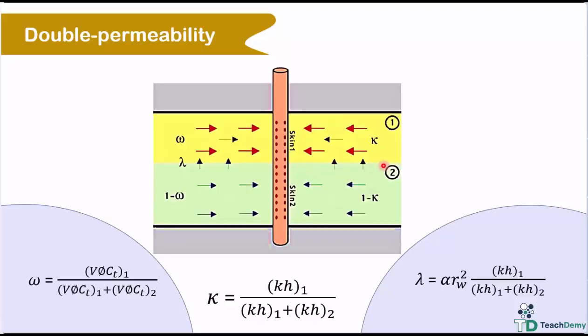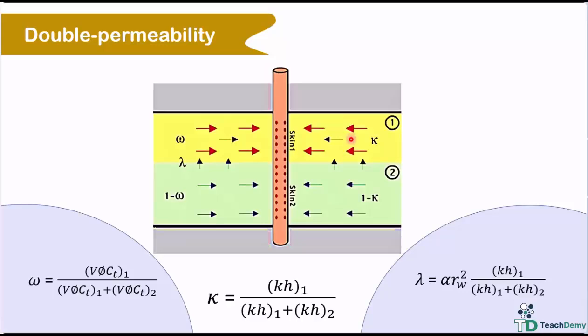The reason is that the high permeability layer produces fluid at a faster rate, while the low permeability layer produces much less. This imbalance creates a pressure gradient between the layers, which in turn drives a cross-flow of fluid from the low permeability layer into the high permeability layer.